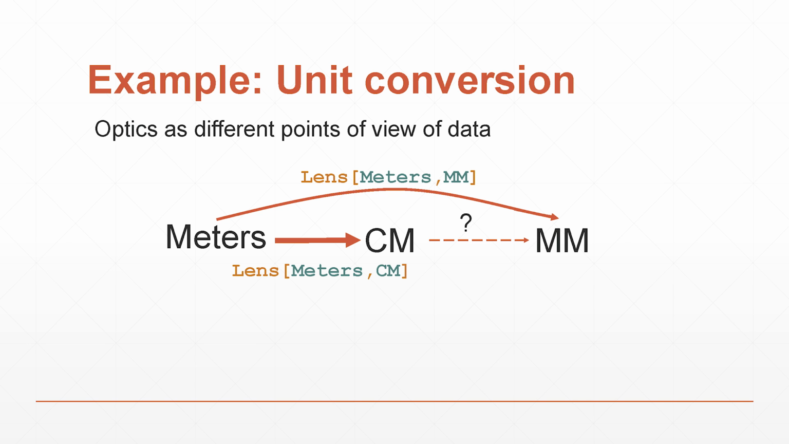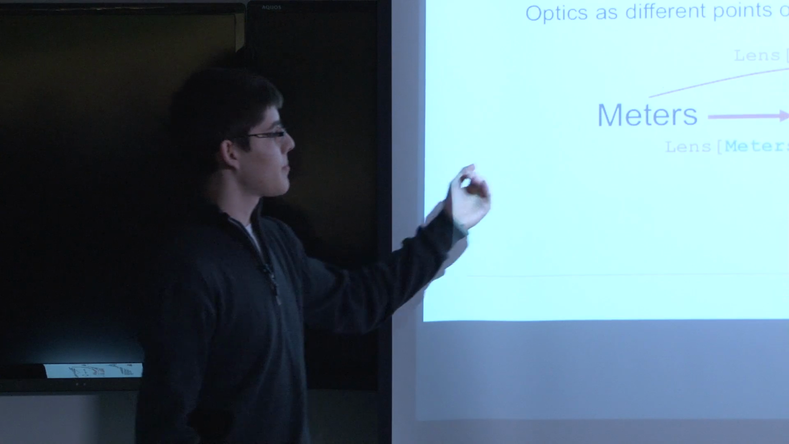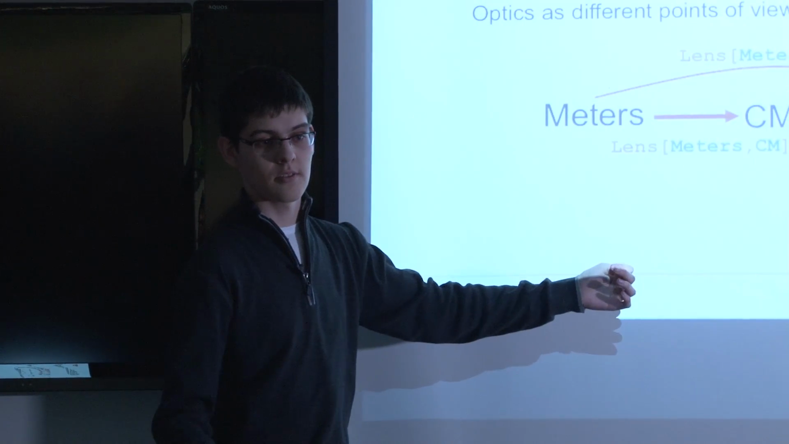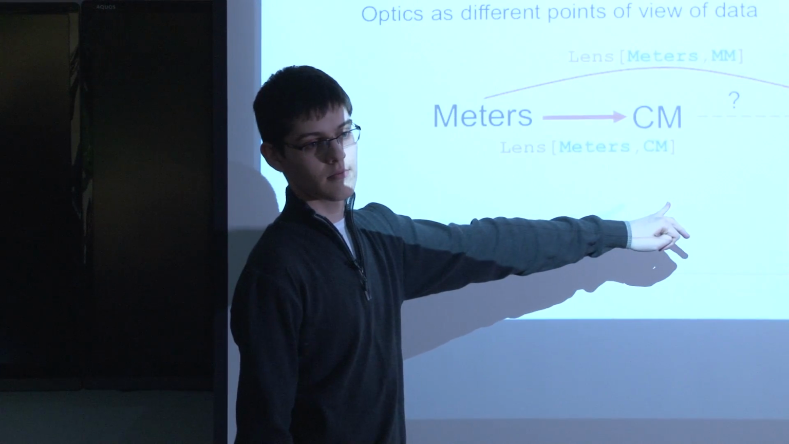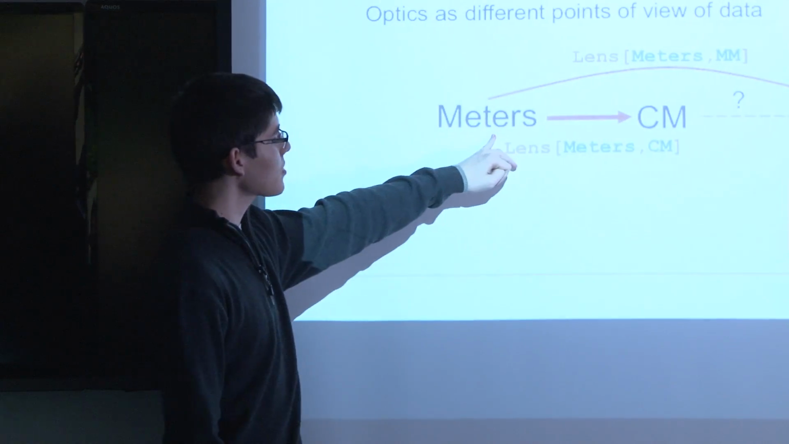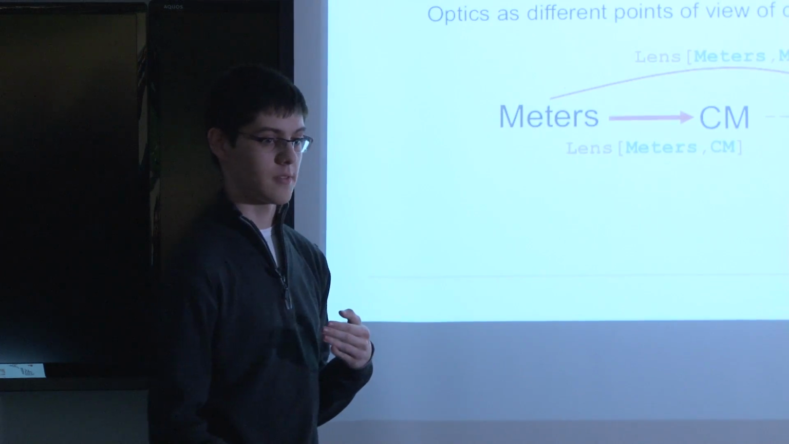All right. So let's look at the example of unit conversions. We're given 2 lenses, from meters to centimeters and from meters to millimeters. So what do these lenses do? The nice thing about lenses and all the other optics is that we can look at the same data from different perspectives. For example, we have 5.5 meters, and then we can say we want to add 10 centimeters. Then we get a result of 5.6 meters. It's just looking at the same data from a different perspective.